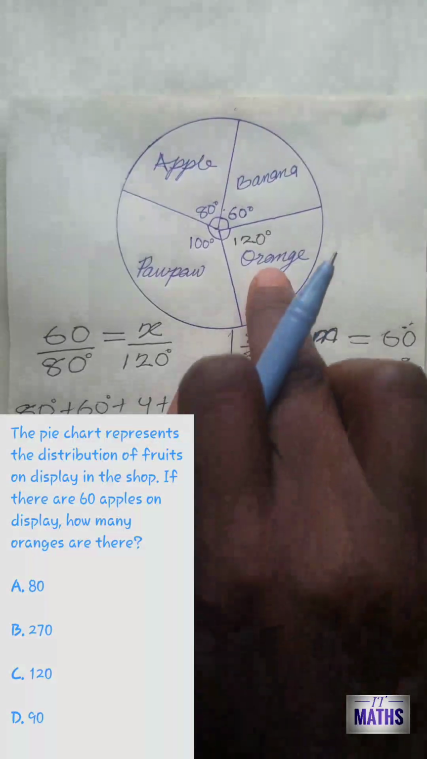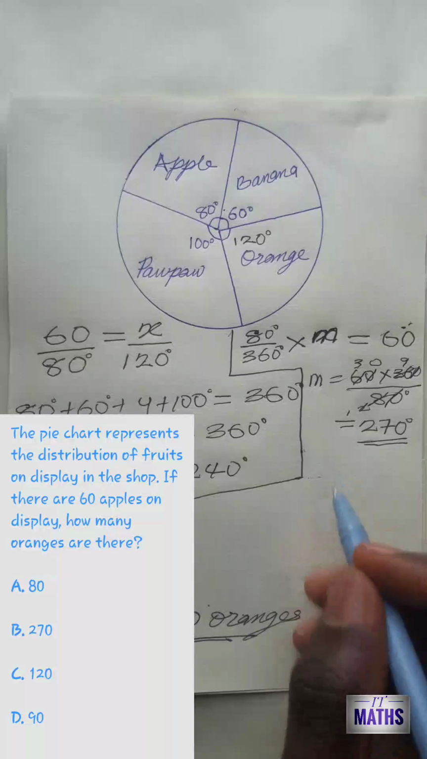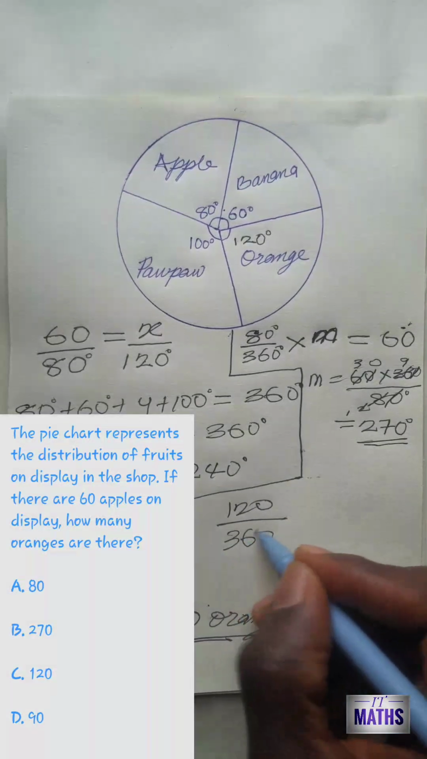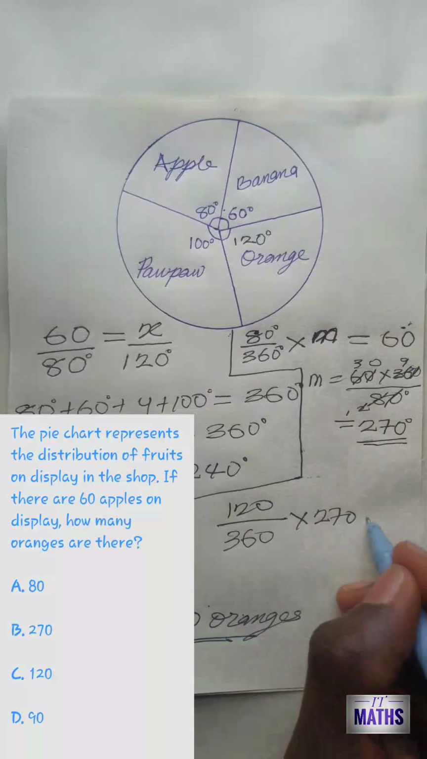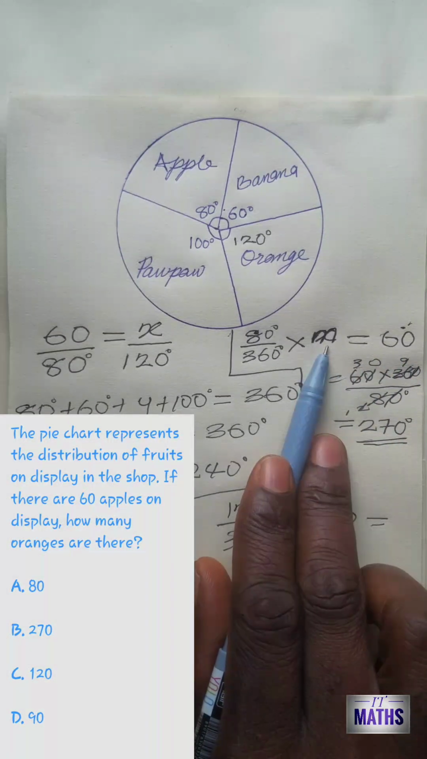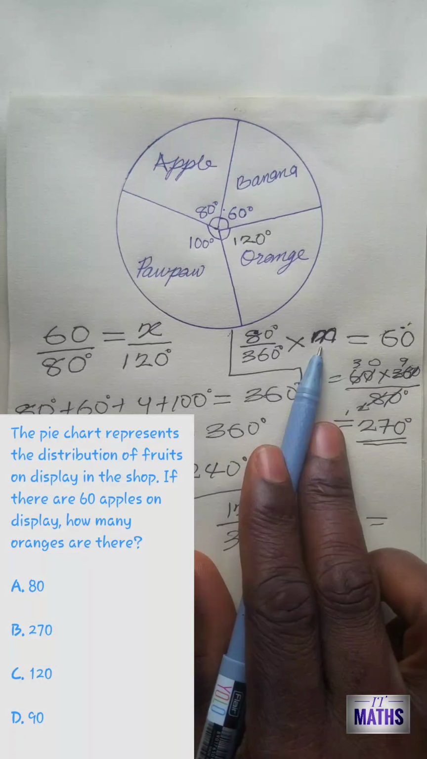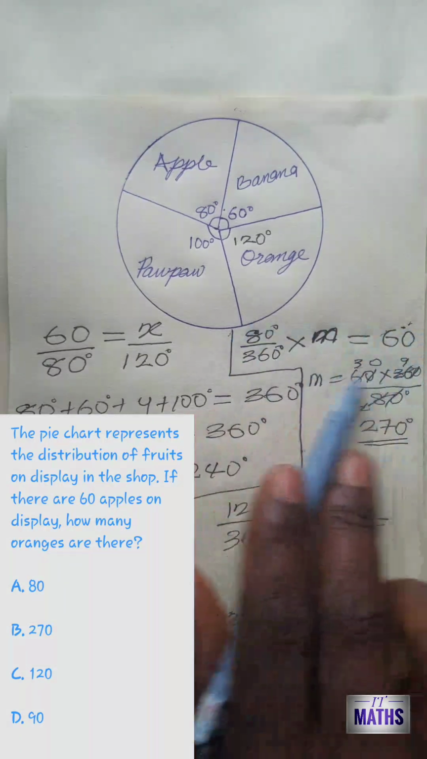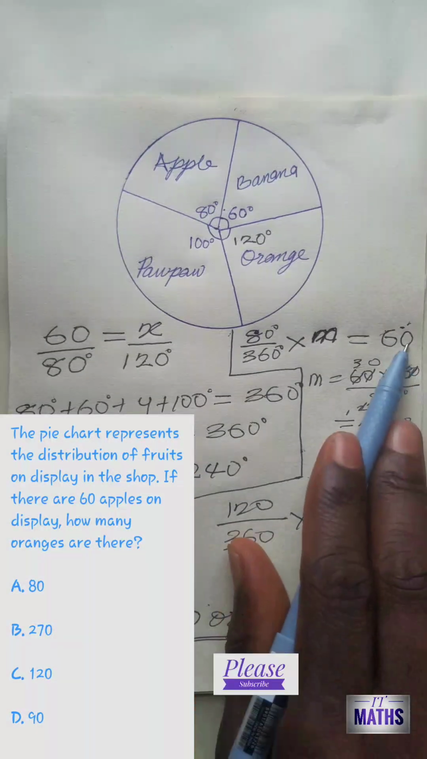Now let's use this and get oranges. Remember, we've already gotten this angle as 120. So oranges will be what? 120 divided by 360, the same thing, times the total number of fruits. Now we have a total number of fruits. The difference is that the number of apples was given, but the total was not given. But this same arrangement was what we used to get the total number of fruits. Now we are going to use this same arrangement. Look at it here, just that m is now 270, and we are going to get the number of oranges.